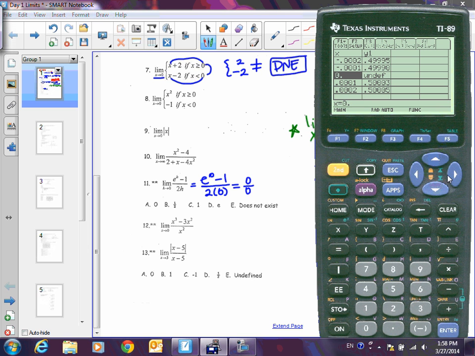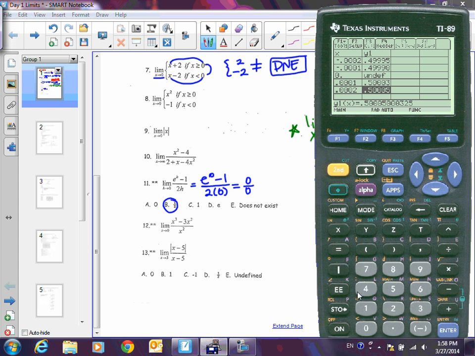So if we look at when x is 0, y is undefined, that's the hole there. That's the 0 over 0. All right, but as long as the y values right above and below the undefined are close to each other, then that's our answer. So which is our answer here? 1/2, B.